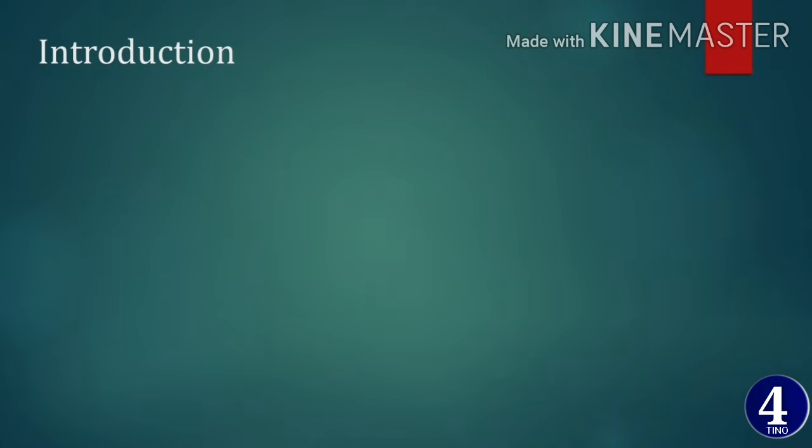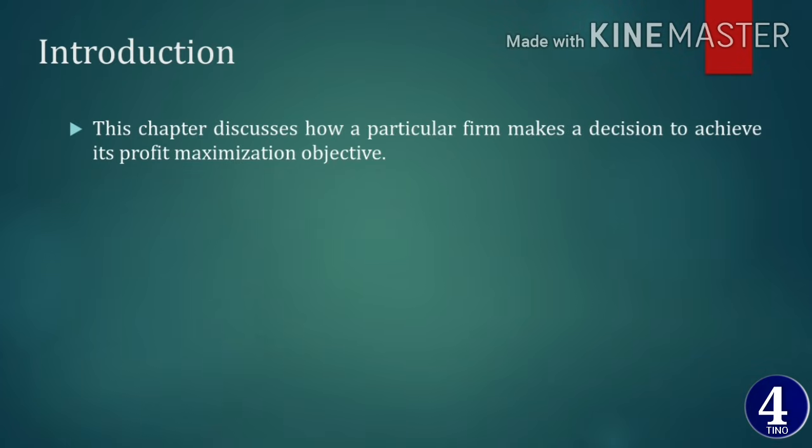So, as an introduction, this chapter discusses how a particular firm makes a decision to achieve its profit maximization objective. First of all, we have to know that the objective of a given firm, or of any seller, is to get a profit, and that profit must be maximized. So if that is the objective of a seller, that seller or the firm must know the playing field that it is going to play on.